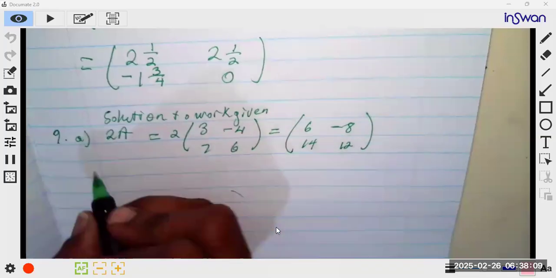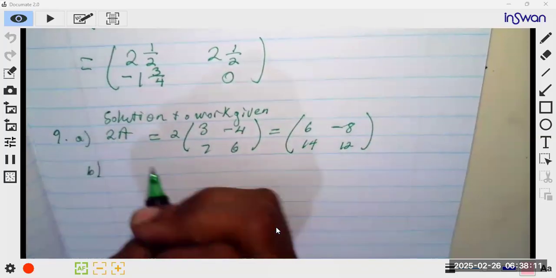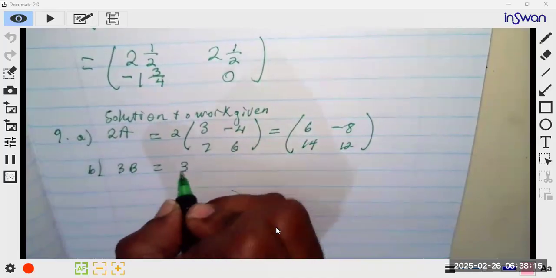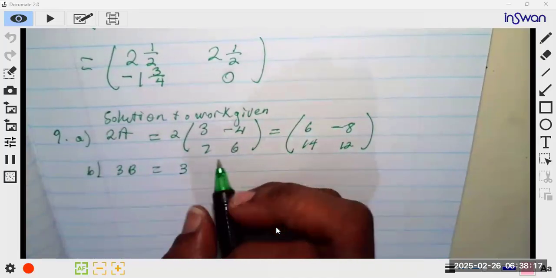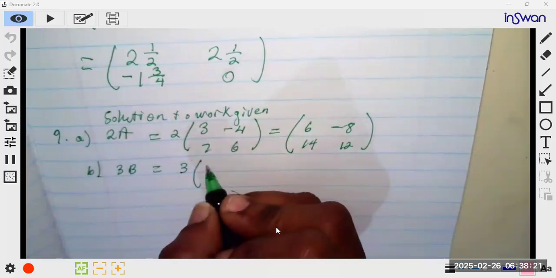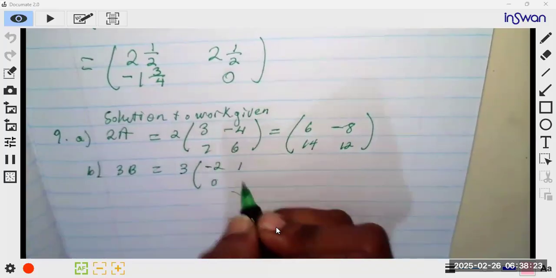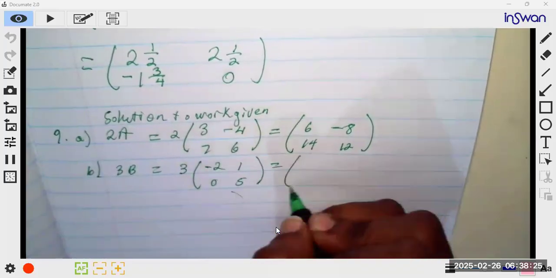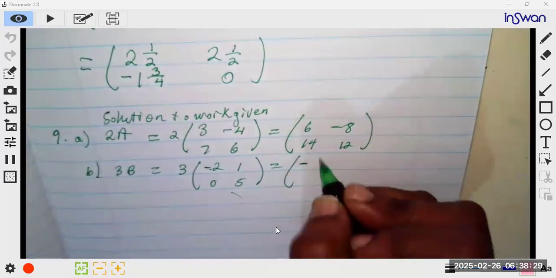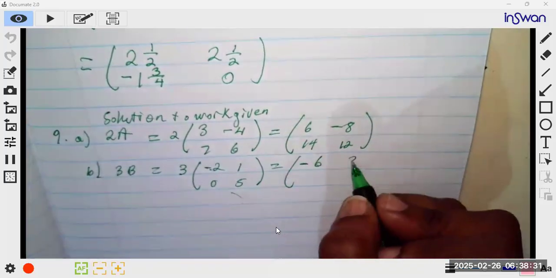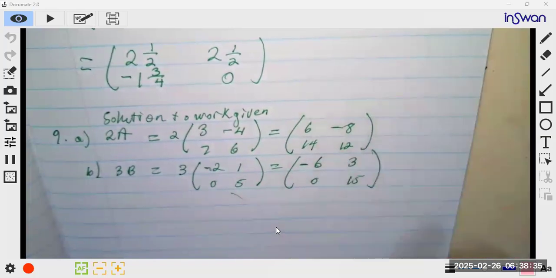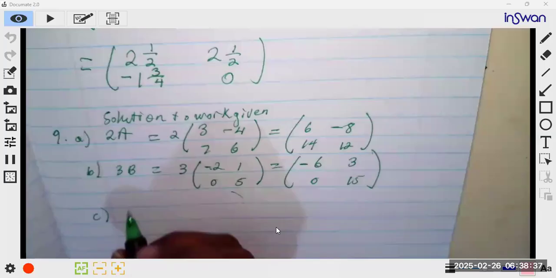Okay, so Charlene, part B, 3B. Miss, I guess 6, 3, 0, and 15. Very good. So that will answer B, but it will be minus 6. Remember, it has a minus sign in front. Minus 6, 3, 0, and 15. Good.